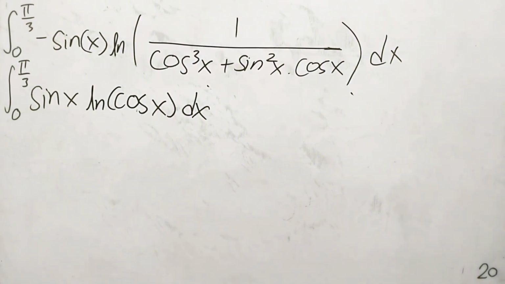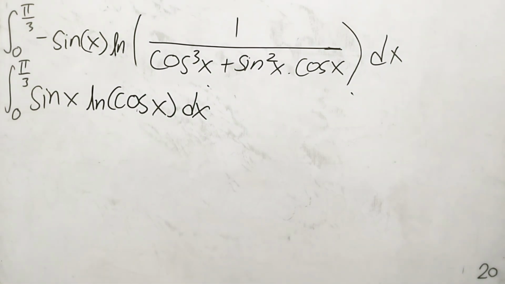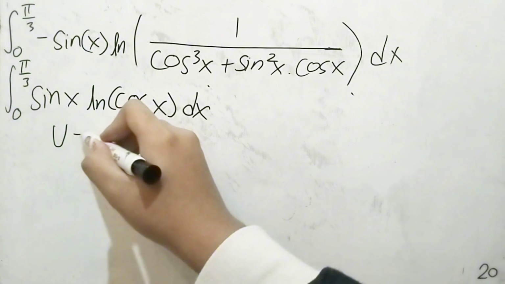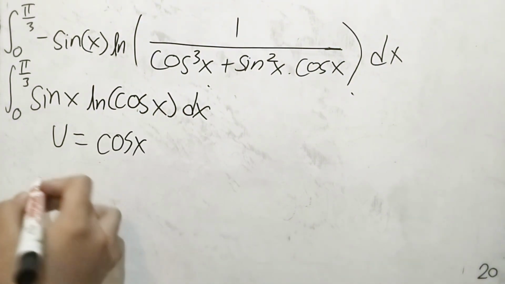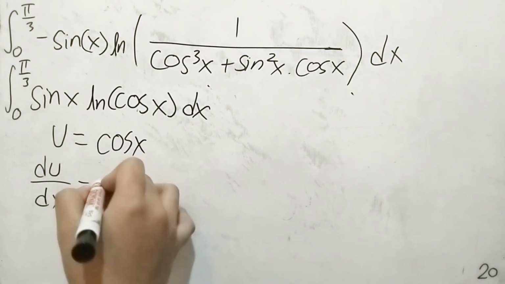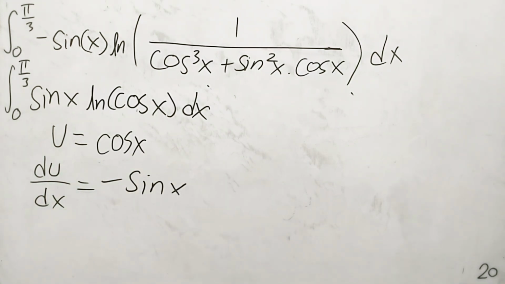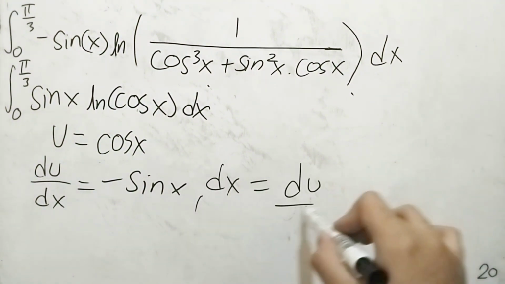From here we can see that sine x is related to the derivative of cosine, so we can use something called u-substitution. I'm going to let u be cosine x. And then what's the differentiation of cosine x? I'm going to say it as du over dx. Well, this equals negative sine x, right? And then we can convert this into dx, which equals du over negative sine x.